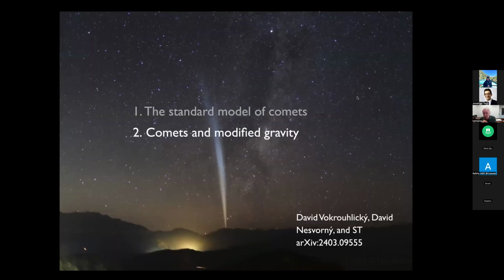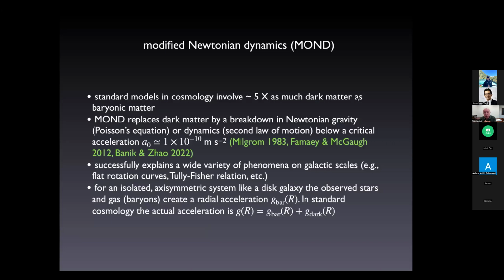Let me then move on to asking what this can tell us about modified gravity. One of the paradigms of modern cosmology is that the universe contains 5 times as much dark matter as baryonic matter. I'm going to tout a theory of modified gravity called modified Newtonian dynamics, MOND, which replaces dark matter by a breakdown in Newtonian gravity. That would be Newton's equation, or Newtonian dynamics, that would be the law of motion below a critical acceleration, which is about 10 to the minus 10 meters per second squared.